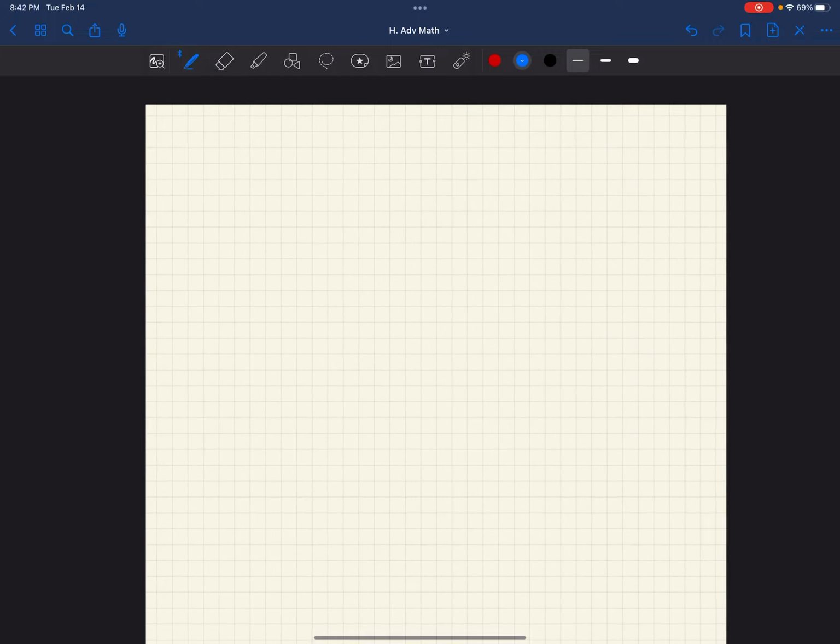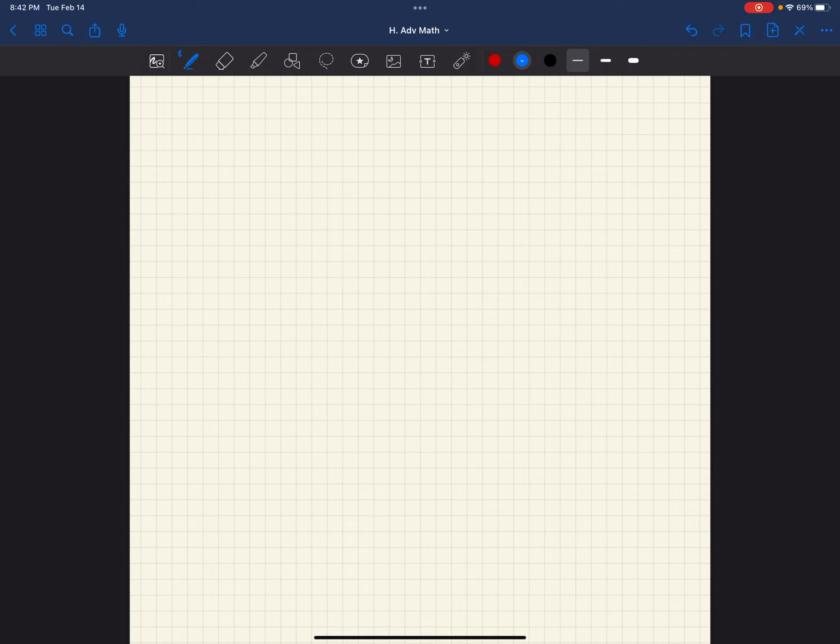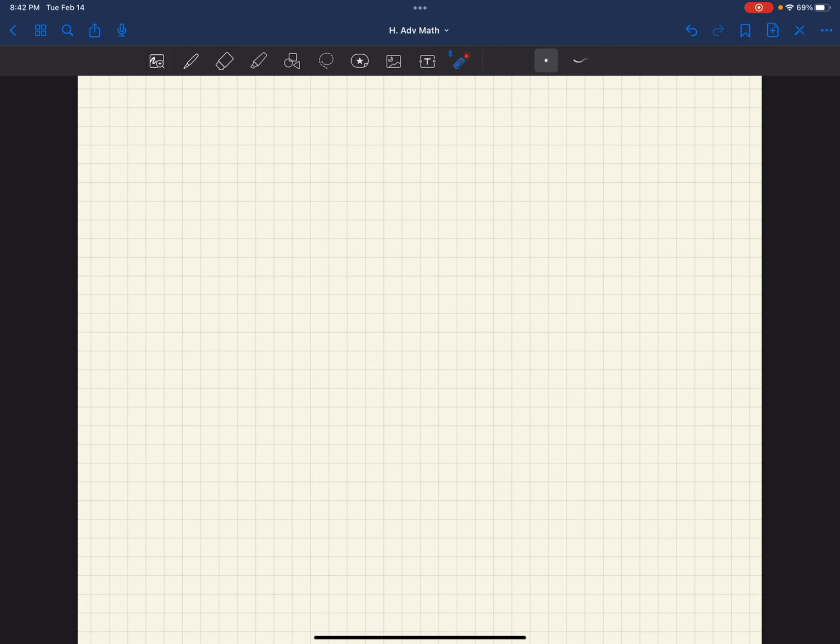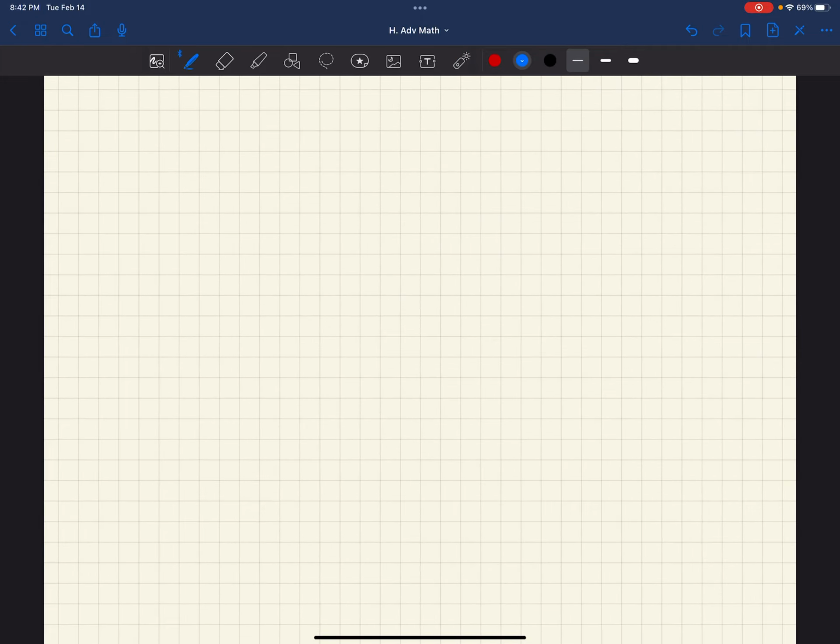By the way, I'm using a new, I don't know if I said this already, but I'm using a new app to take notes. I don't know if you guys noticed. I kind of like it because it has like this little laser pointer thing, but I don't know. If you have any feedback, let me know.